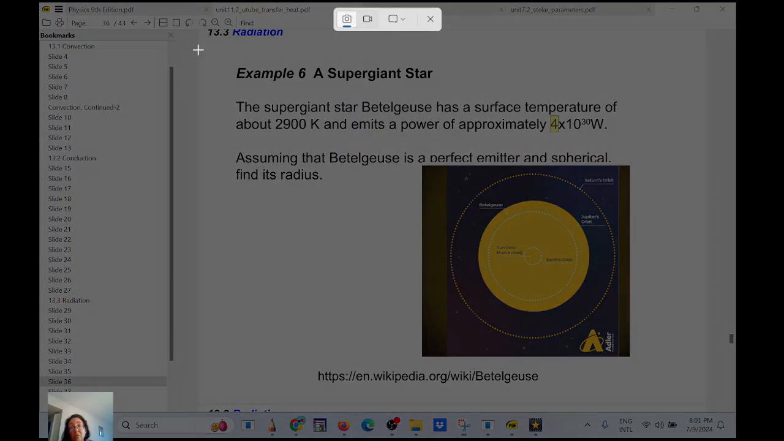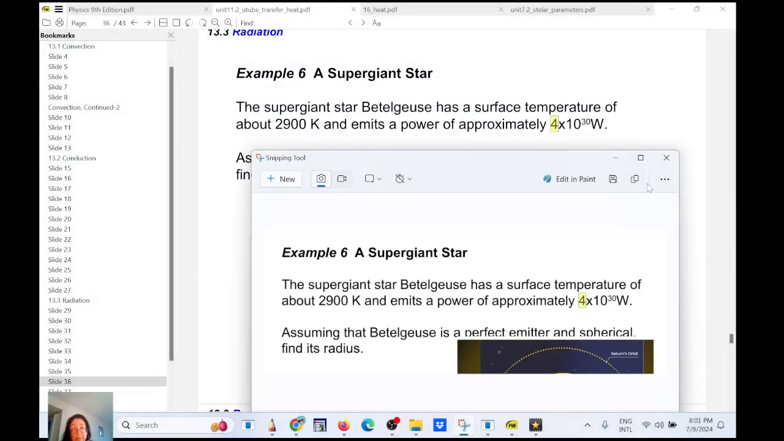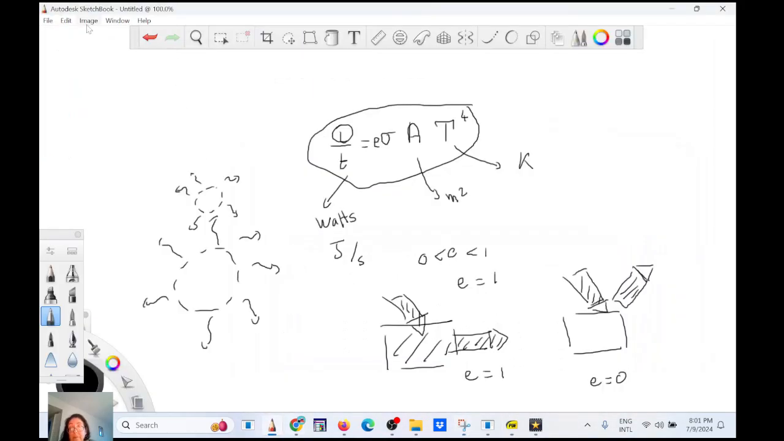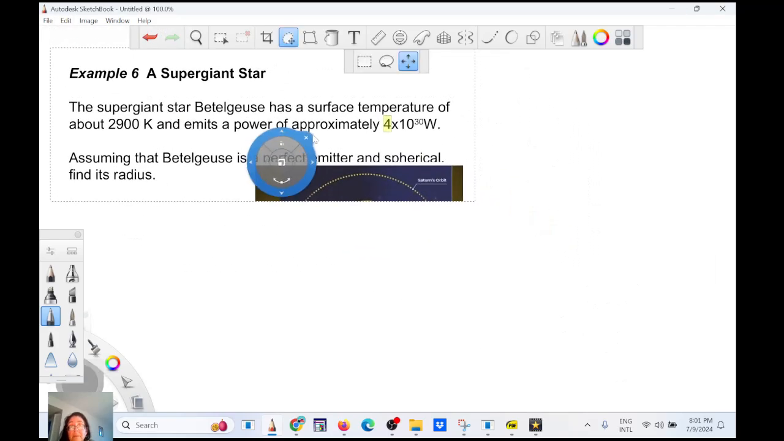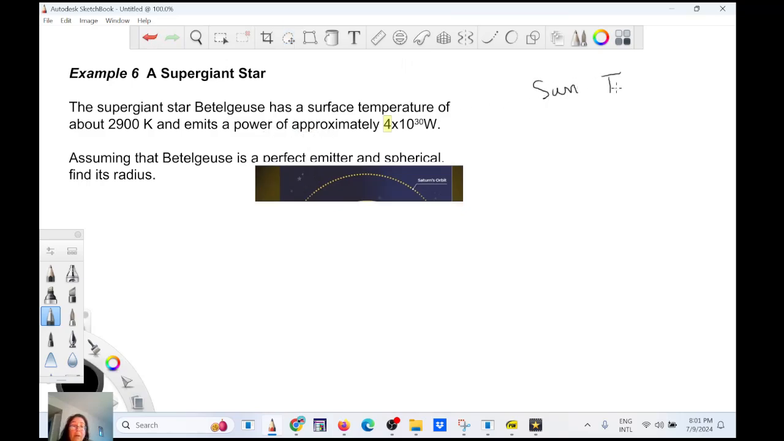Okay, so let's do this problem. It comes from your book again. You see, for the sun, the temperature is about 6,000 Kelvin. And the power, okay, so the amount of energy per unit second emitted by the sun is about 4 times 10 to the 26 watt. So it's 10,000 times less than Betelgeuse, even though Betelgeuse is 3000 K. So that's because the amount of energy per unit second, okay, so the power, is not only proportional to the temperature to the fourth power, but also proportional to the area.